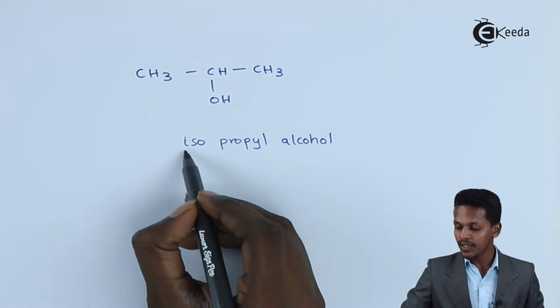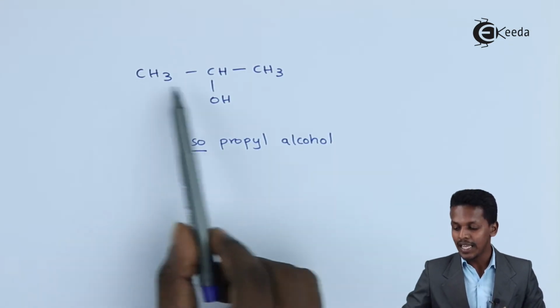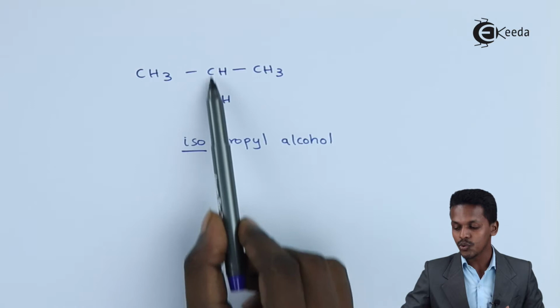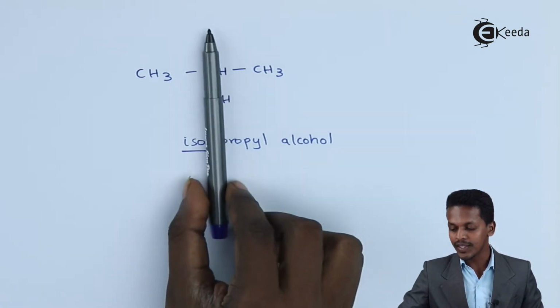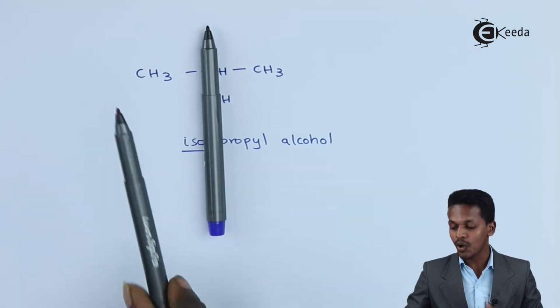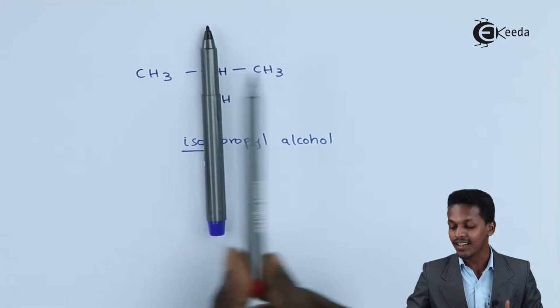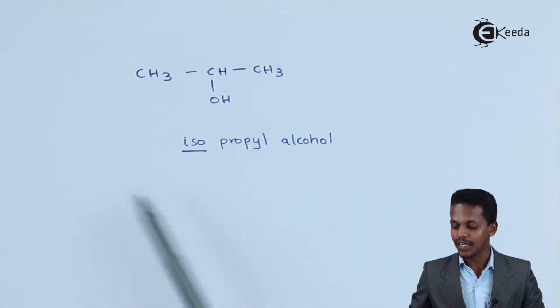Here the prefix iso means that whenever the OH is attached to the second carbon atom, the secondary carbon atom, after dividing the structure we find that the number of carbon atoms on the left hand side and on the right hand side are the same, and that's the reason the name is isopropyl alcohol. So this is one of the concepts by which we give the common name to the alcohol. So this is nothing but isopropyl alcohol.